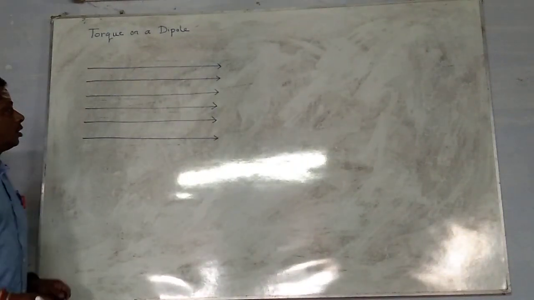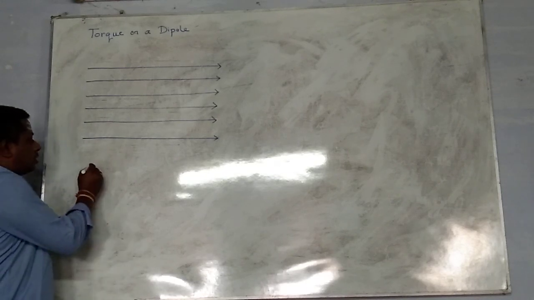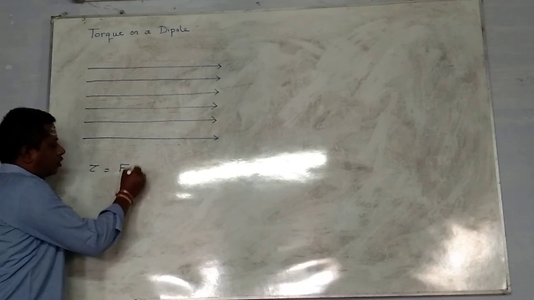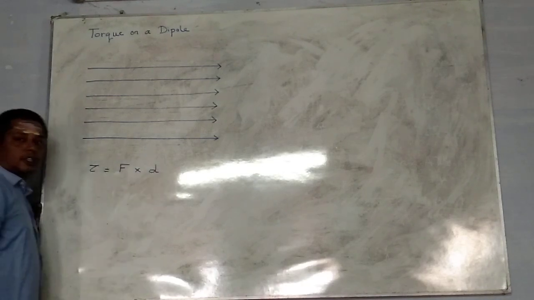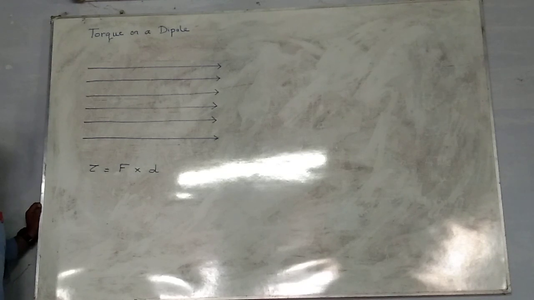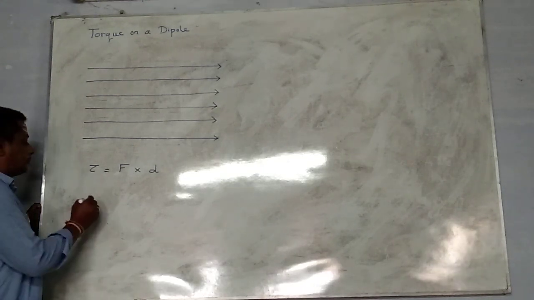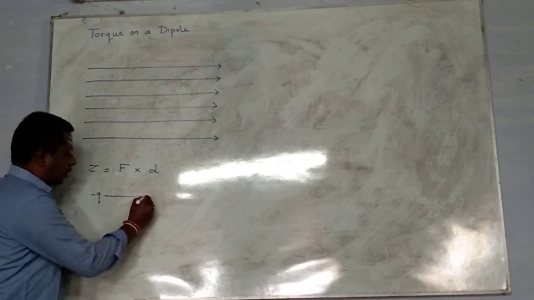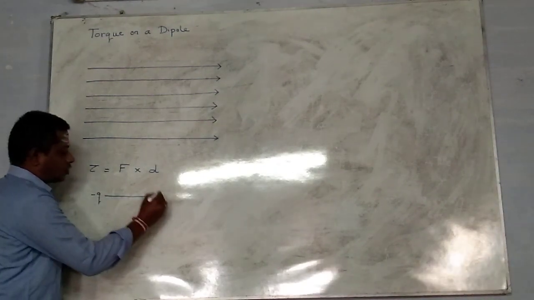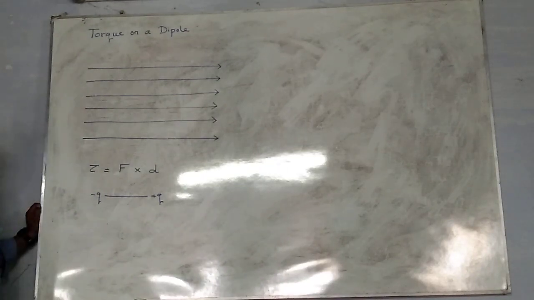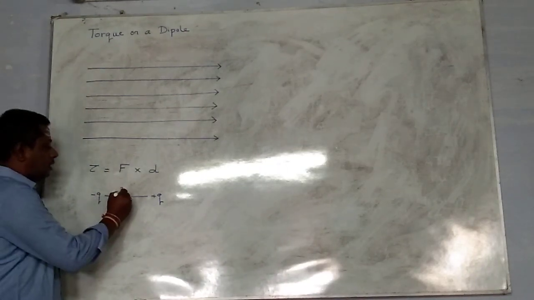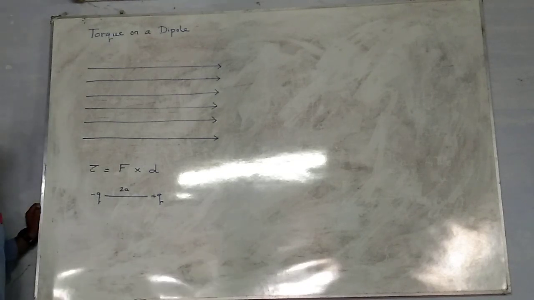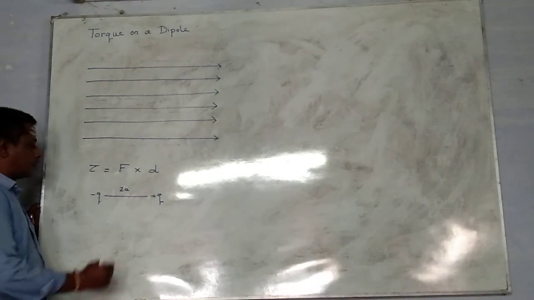First, torque அப்படினா என்ன? Torque is equal to the product of force and perpendicular distance. Electric dipole: two equal and opposite charges separated by a very small distance is called an electric dipole.